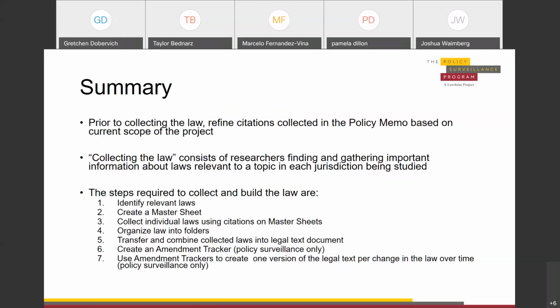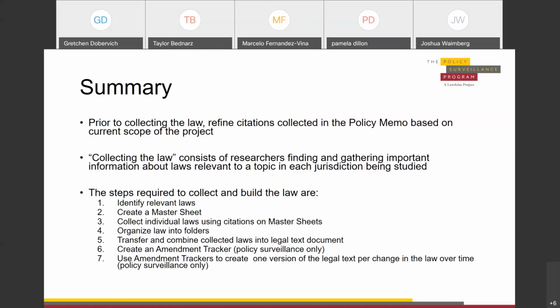The steps required in collecting and building the law are: 1, identifying the relevant laws; 2, creating a master sheet; 3, collecting individual laws using citations on the master sheet. This is where the redundant research comes in, and these master sheets are compared by the supervisor. Final master sheets are finalized based on the discussion of divergences. We then organize the law into folders and transfer and combine the collected laws into legal text documents. Again, in a cross-sectional project, there's 1 master sheet and 1 legal text document for each jurisdiction.